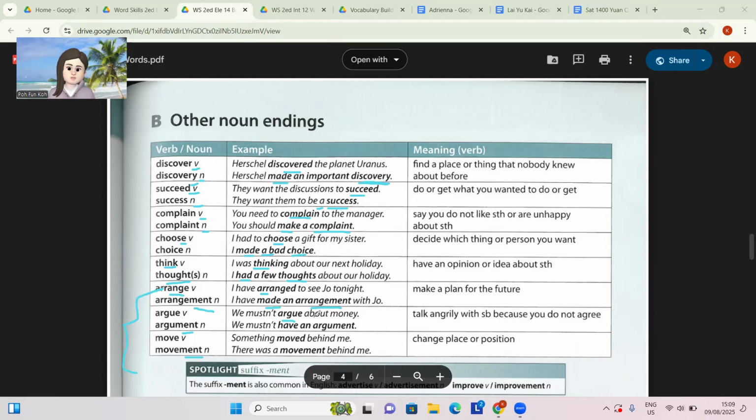We must not argue. We mustn't argue about money. Argument is a noun. We remove the E before we add ment. Argument, no E. And to use it as a noun, we add a verb in front of it: have an argument. So you notice one more thing, right? You can see "an" here very often. A success, a discovery, a complaint, a choice, a thought, a few thoughts, an arrangement, an argument, a movement. All right, 10 seconds here, then I ask questions.